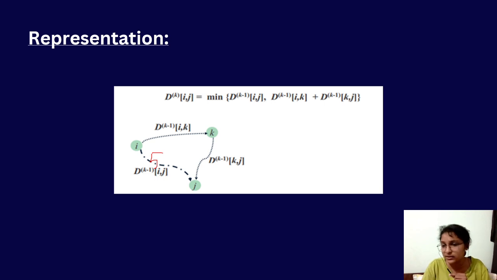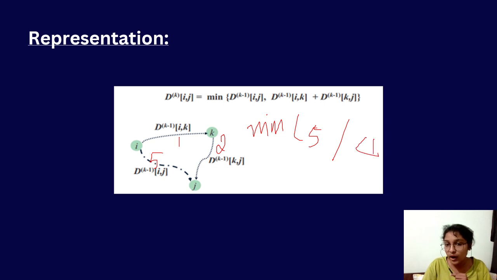So again, k is the intermediate node we are taking. Let's say i to k, the distance is 1, and k to j, the distance is 2. According to Floyd's algorithm, you should see the minimum between the direct node, where the distance is 5, or from the intermediate node, which is 1 plus 2. According to the formula, we need to check the minimum.